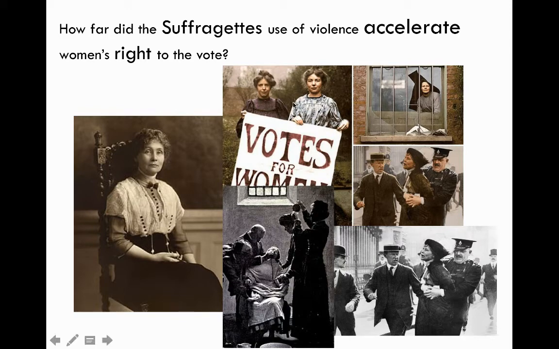Right, today we're thinking about suffragettes, and we're thinking about how they accelerated women's pursuit of the vote, and how they potentially used violence to help accelerate that. These are some images of note and of importance from the suffragettes. This is Emmeline Pankhurst, and she was the leader. So Millicent Fawcett was the suffragists, Emmeline Pankhurst was the suffragettes, and they believed in more violent action and direct action to try and help gain attention, but also to make changes.